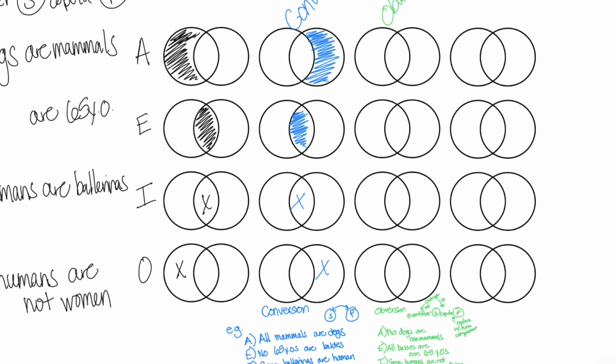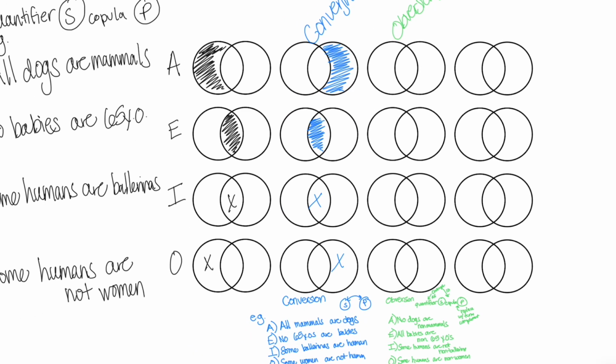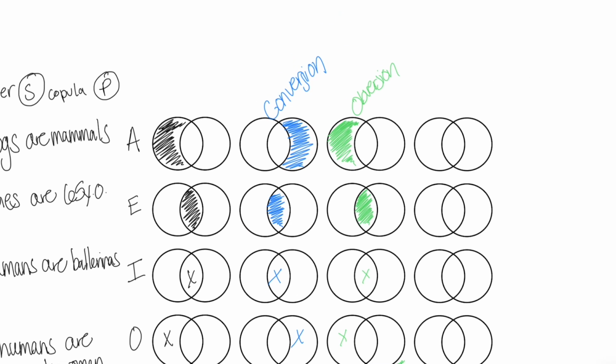So again, pause, try to diagram these out, see if you get the same thing that I got here. The obverted A claim looks the same as the original A claim. The obverted E claim looks the same as the original E claim. The obverted I claim also looks the same, and the obverted O claim also looks the same. Obversion preserves truth value for all four types of standard form categorical proposition.